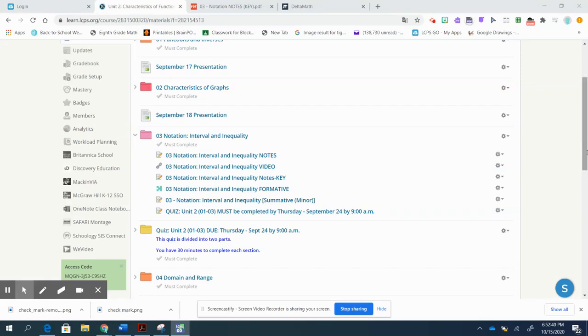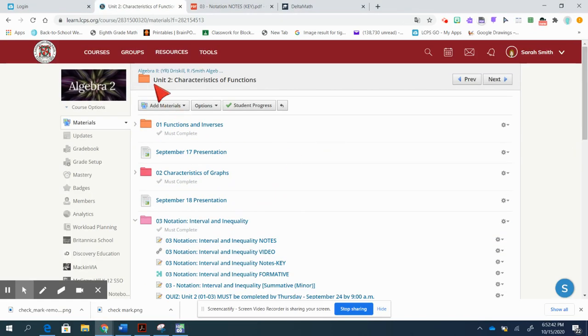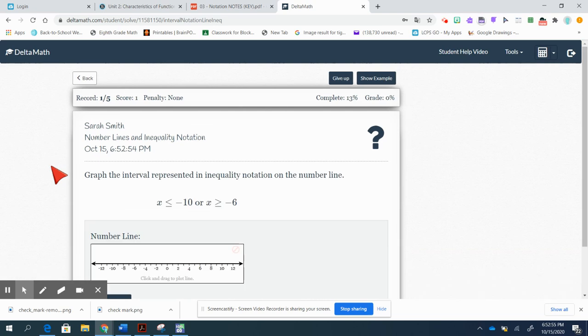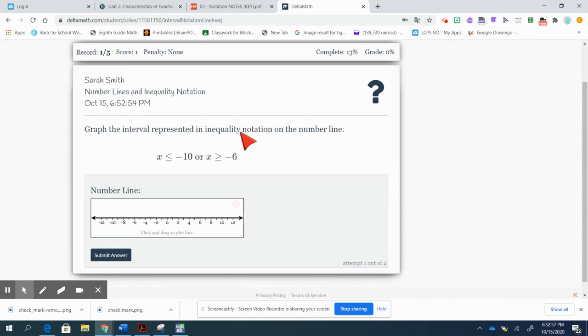Hi everyone. Now we are moving on to Unit 2, Lesson 3, Notation, Interval, and Inequality. So I'm going to hop over to Delta Math and look at our Lesson 3 here. Okay, our first problem is number lines and inequality notation. Graph the interval represented in inequality notation on the number line.